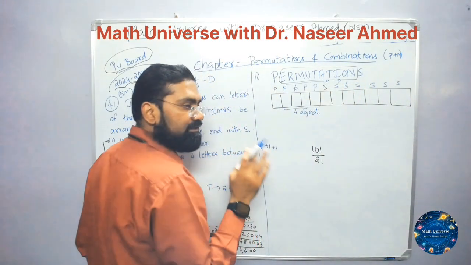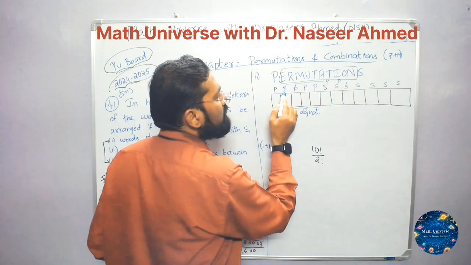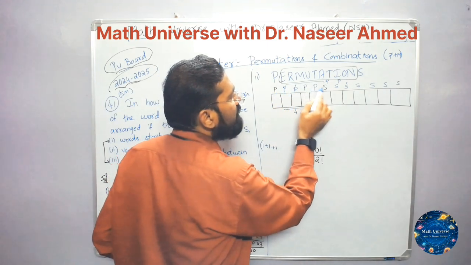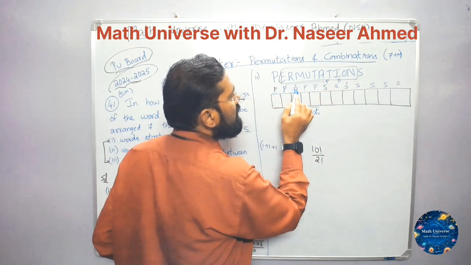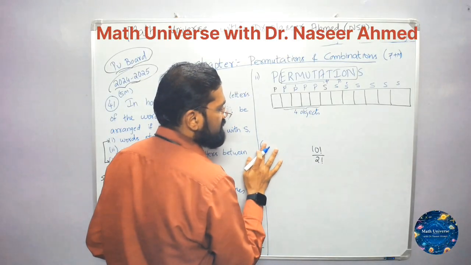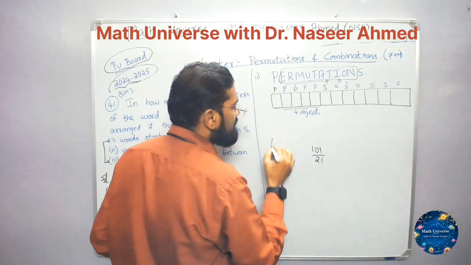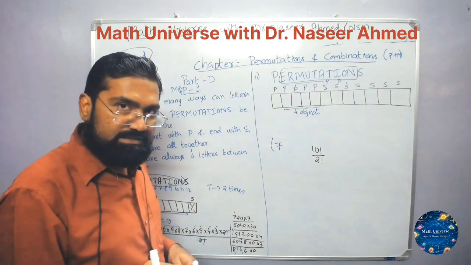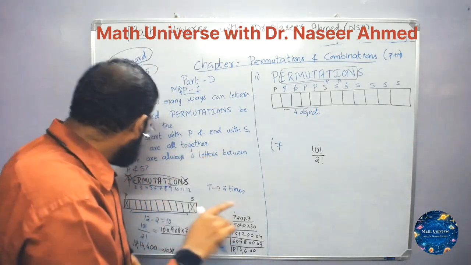Now just see how many such possibilities are there. Just count P: 1, 2, 3, 4, 5, 6, 7. Totally 7. So in place of 1 plus 1 plus 1, I should write 7 ways, because 1 is added 7 times. Clear? Now again observe the question.